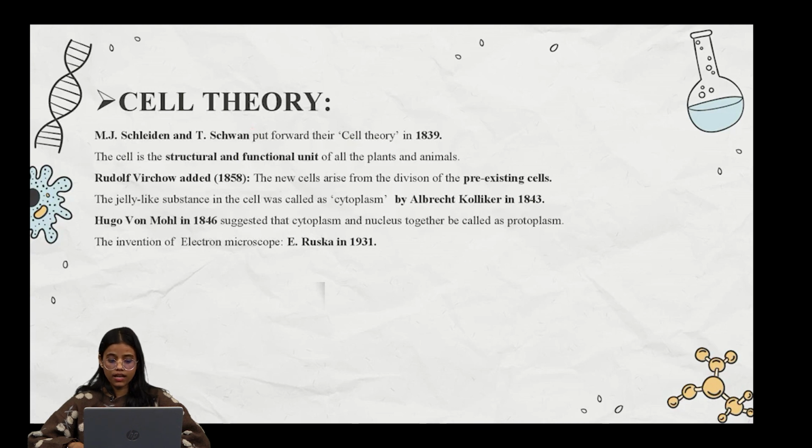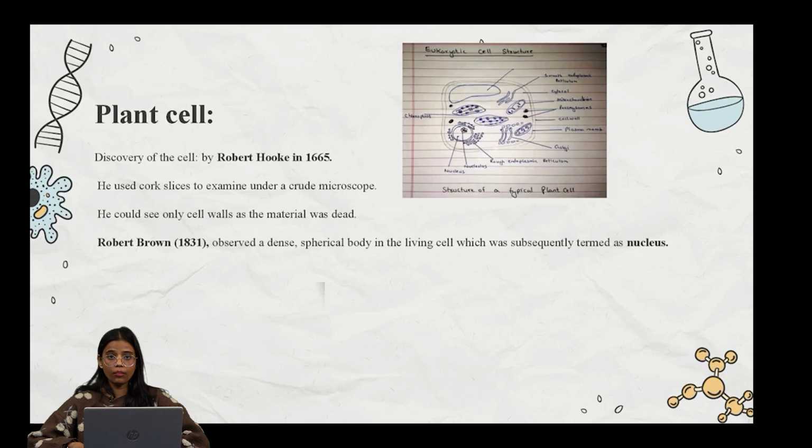The jelly-like substance in the cell was called cytoplasm by Albert Kolliker in 1843. Hugo von Mohl in 1846 suggested that cytoplasm and nucleus together be called protoplasm. The electron microscope was invented by E. Ruska in 1931. Now we will talk about plant cell.